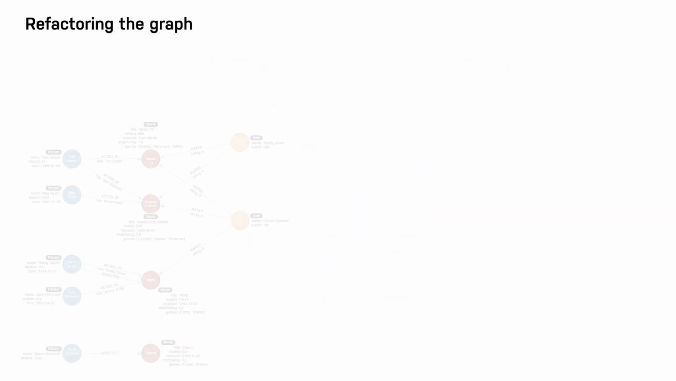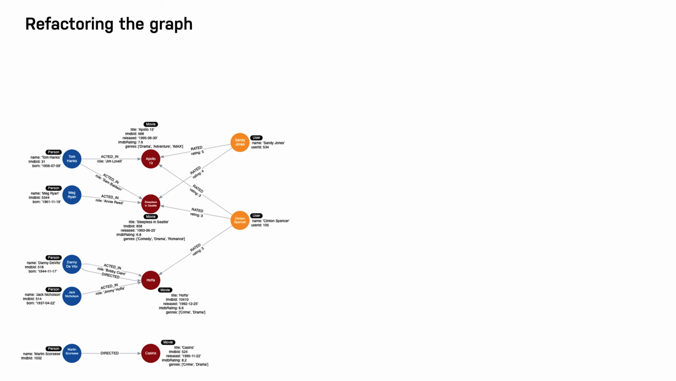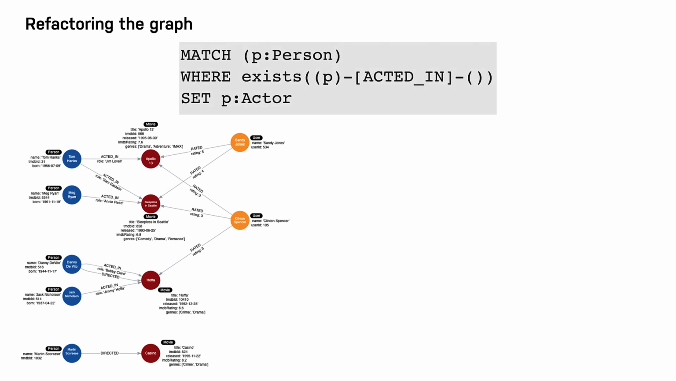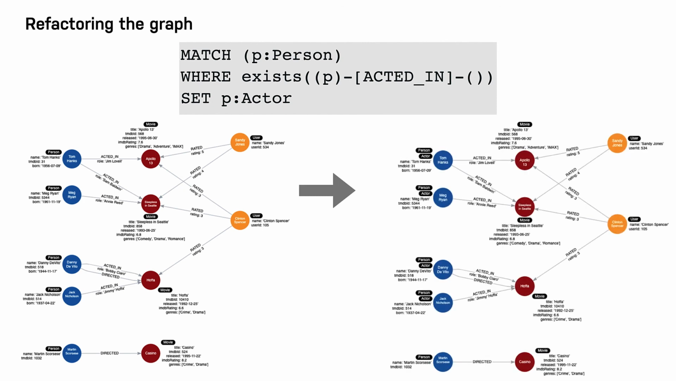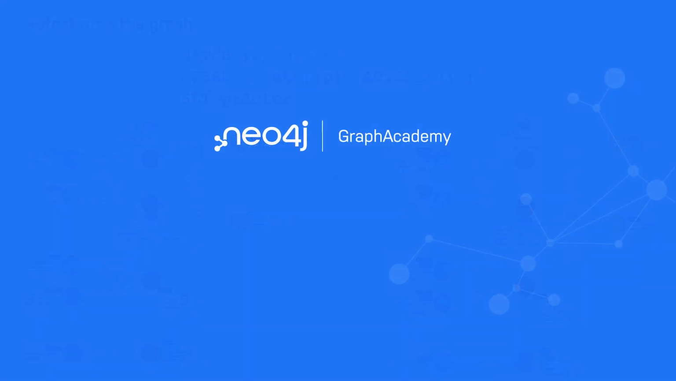Here is the instance model we will refactor in the graph. With Cypher, you can easily transform the graph. With this code that you will execute in the next challenge, we find all person nodes that have an ACTED_IN relationship. Then we set a label for the node. In the next challenge, you will refactor the graph to add Actor labels to the nodes. This completes our look at how labels can impact query performance and how to refactor a graph to add labels.